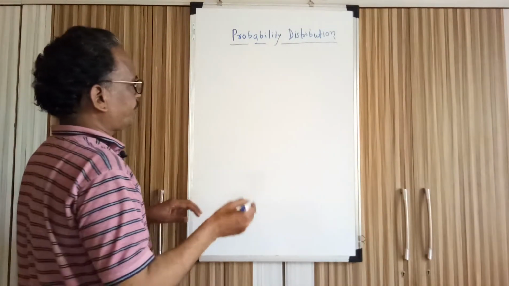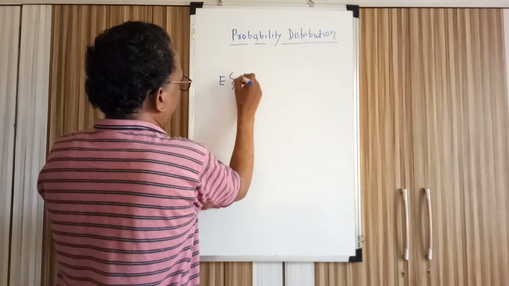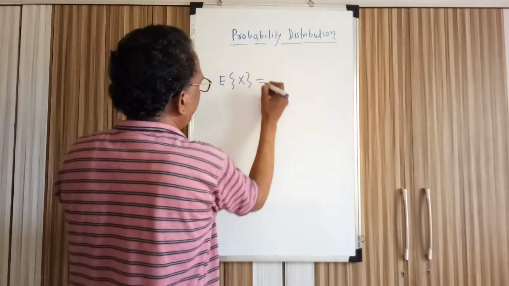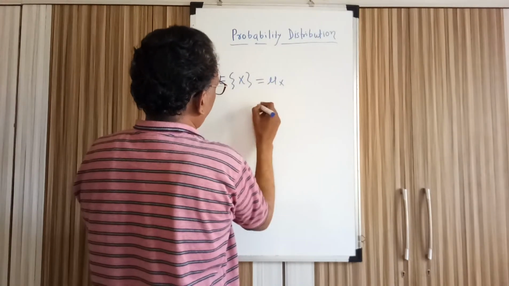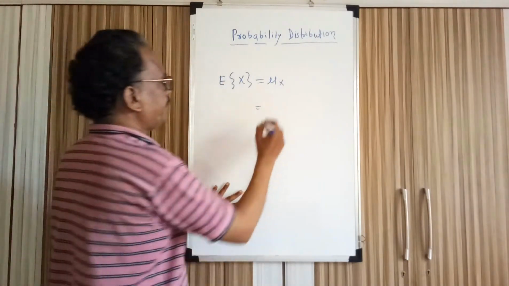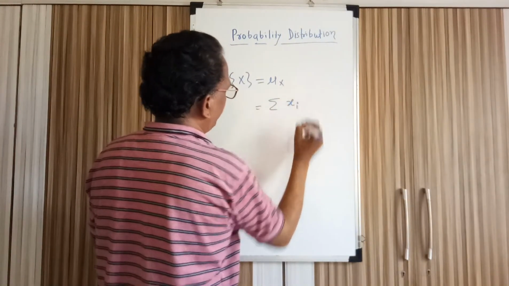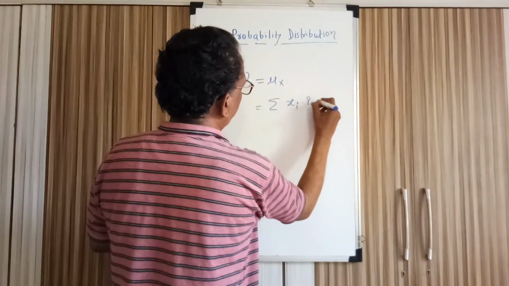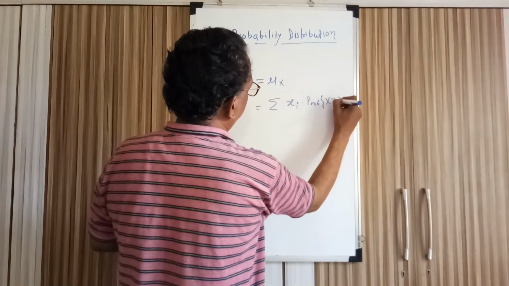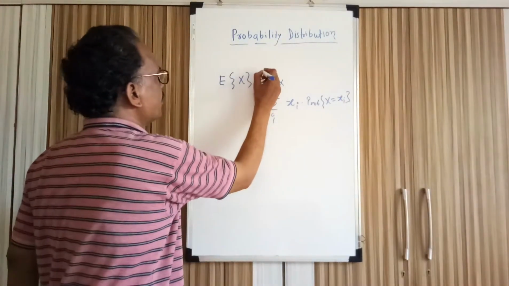So we have defined the discrete random variable. What is the mean of the random variable? When the random variable is discrete, it is the sum of xi, the values taken by the random variable, multiplied by the probability that the random variable X takes the value xi. This is the definition of the mean.